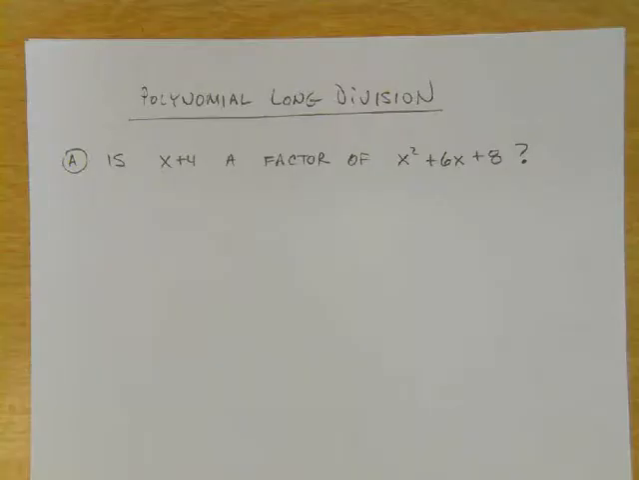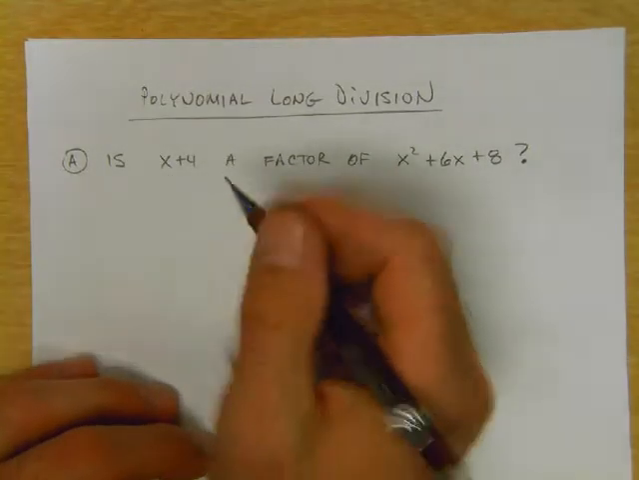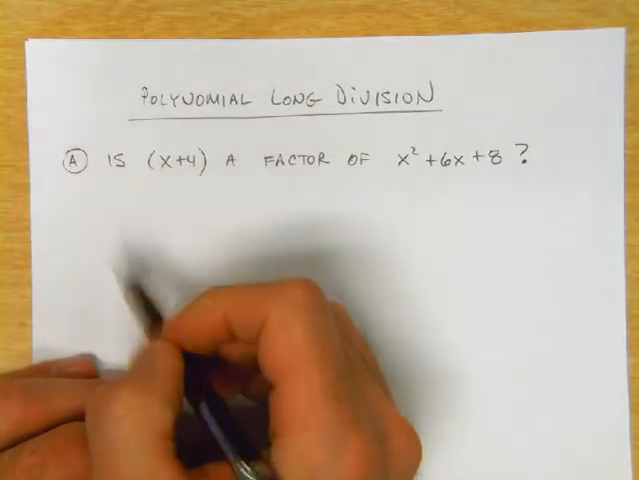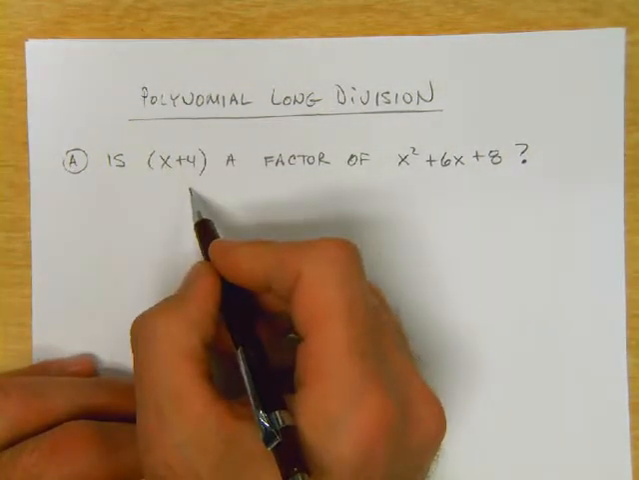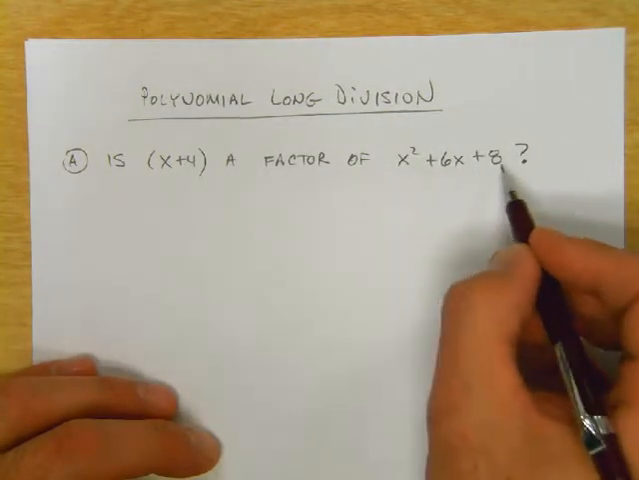Okay, so let's do some polynomial long division. We're going to start with an example. And so our example says, is x plus 4, which is a linear binomial, a factor of x squared plus 6x plus 8, which is a quadratic trinomial?